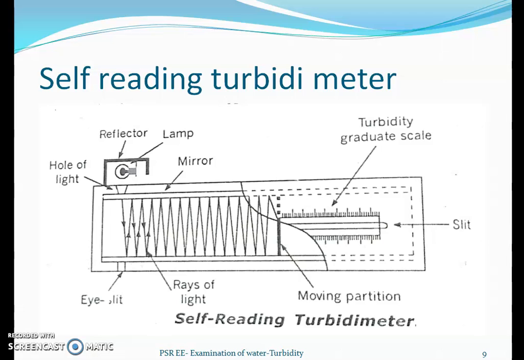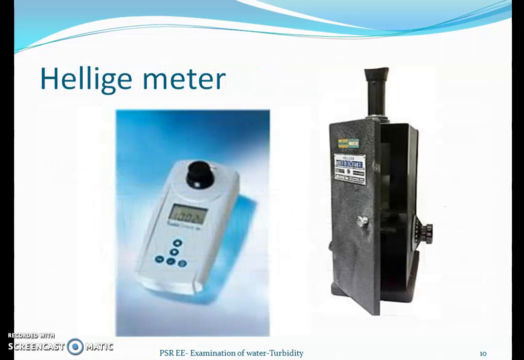Let us see another turbidity meter, which is the Hellige turbidity meter. Here we take the turbidity cell and fill the sample up to the mark that is given. Here we have to keep the sample. This is the old version, and this is the new version of the digital type. We fill the turbidity cell up to the mark, and then look through the eyepiece, from here we can see the reading directly.